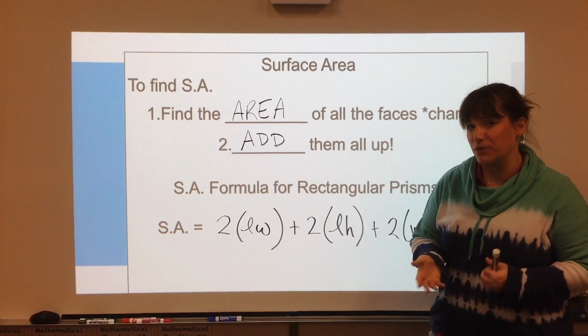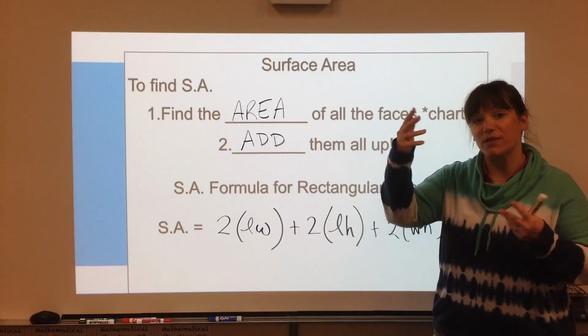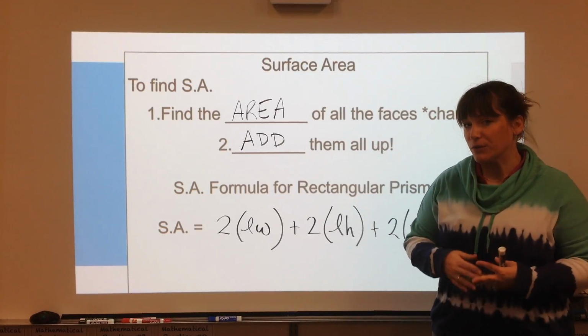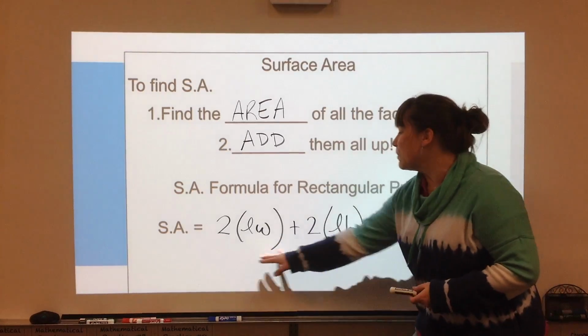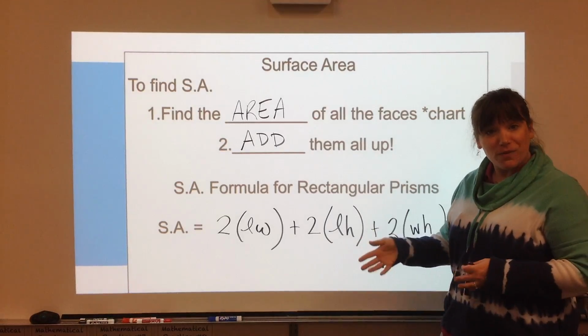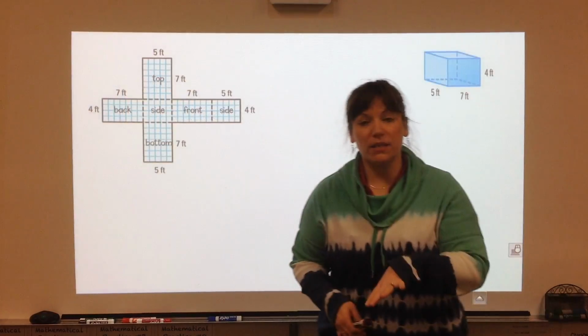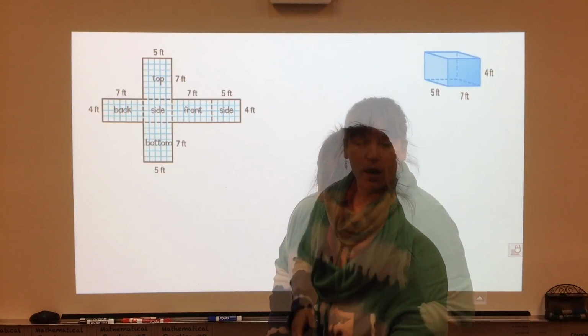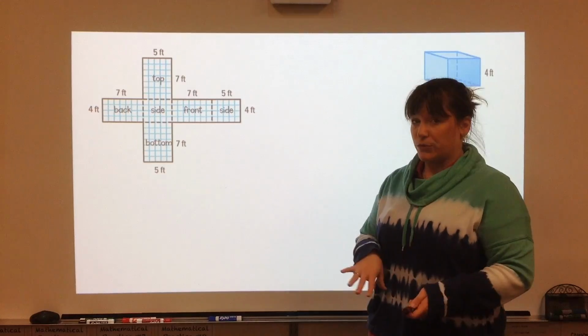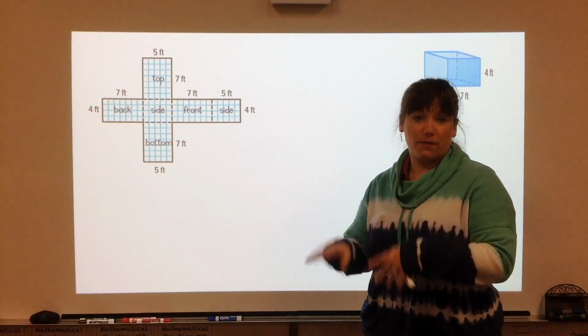Using the 3 numbers that you have, the dimensions of length, width, and height of your 3-dimensional rectangular prism, you could plug those numbers into this formula and get the same answer as when you chart it out. So on the inside, you have a couple of examples. I'm going to show you how to do the chart and the formula.